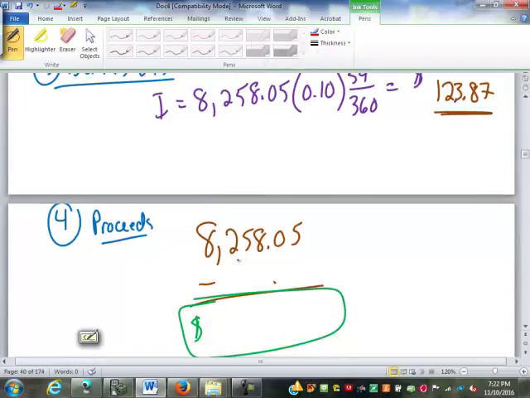And that's what we have to subtract from here. $8,134.18. Okay.